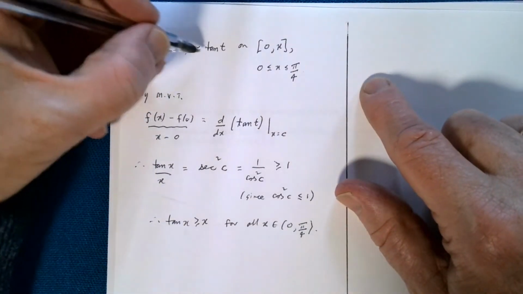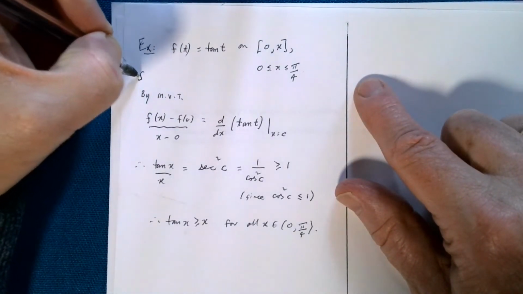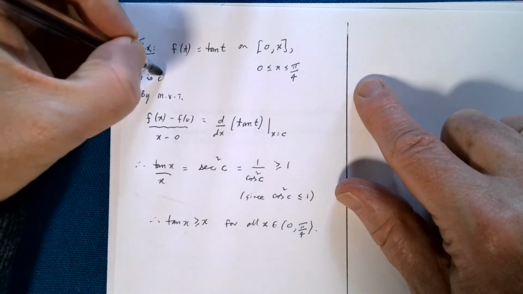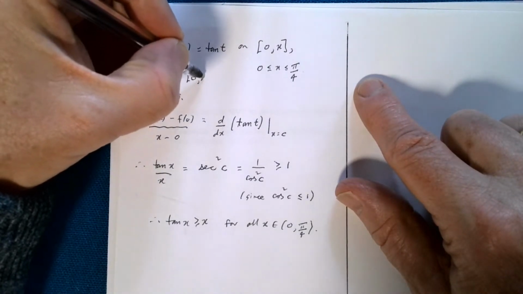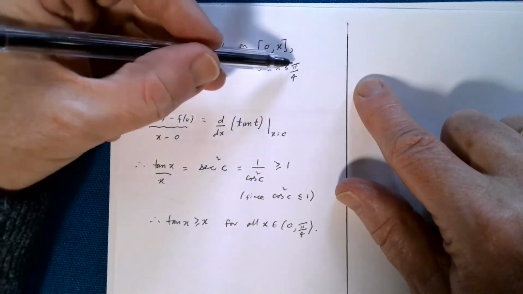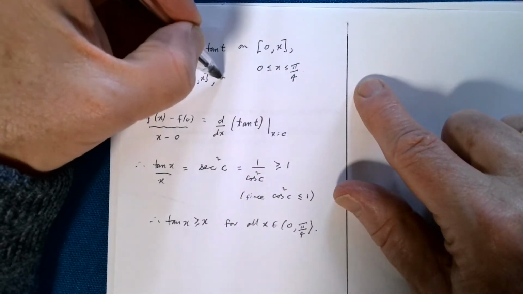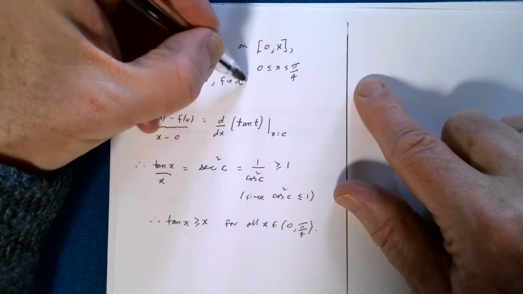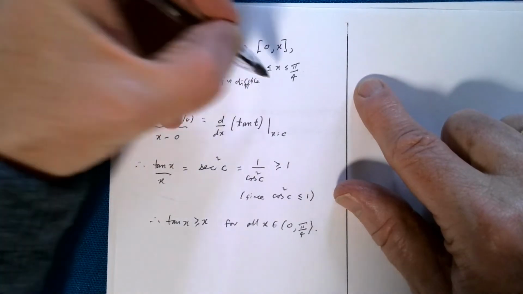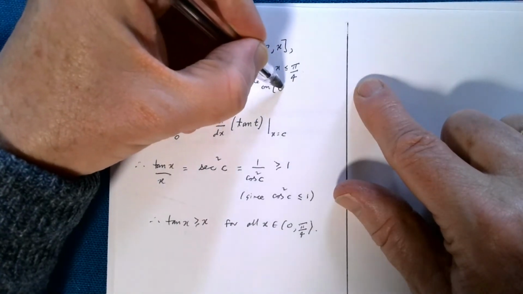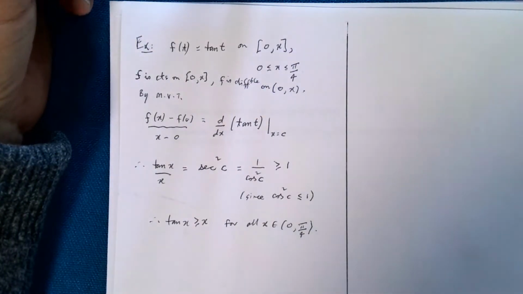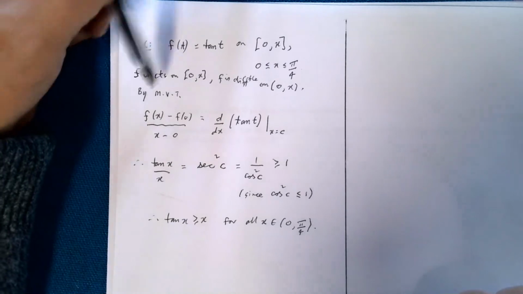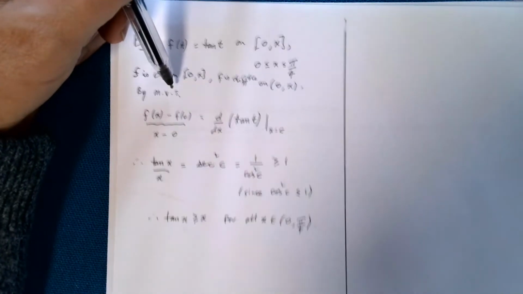I should just comment here that f is continuous on the interval 0 x, as long as x is between 0 and pi on 2, and f is differentiable. You have to check the conditions. It's differentiable on the open interval 0 x. So I just check the conditions are correct, and then by the mean value theorem, again we just plug it all in.